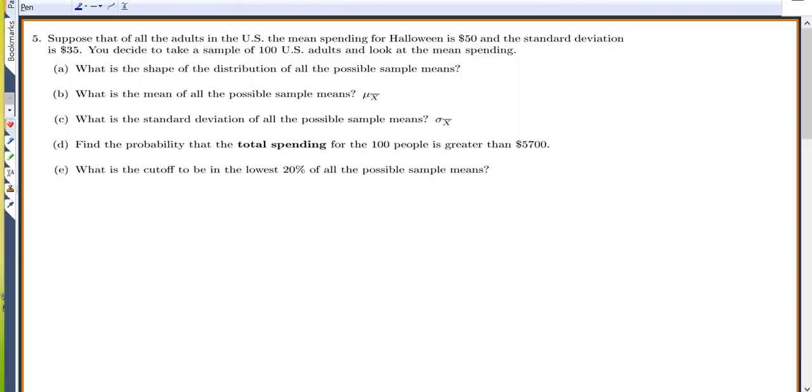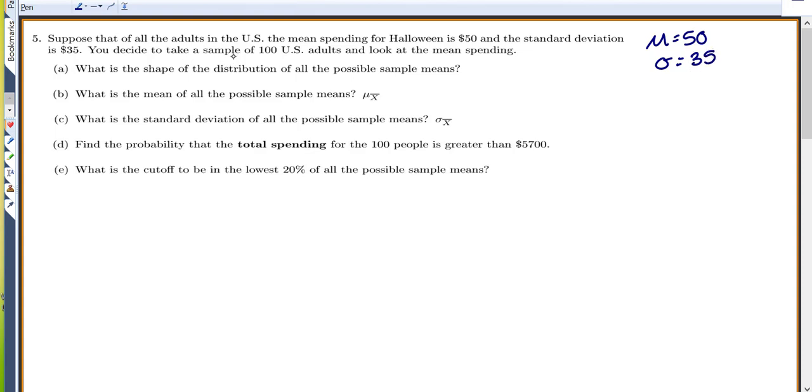In this problem, we suppose that of all the adults in the U.S., the mean spending for Halloween is $50. So this makes me think that for all of the adults, this must be a population mean. So my population mean, mu, is equal to 50. And the standard deviation is 35. Again, this is probably sigma, the standard deviation of my entire population. So that's for my population.